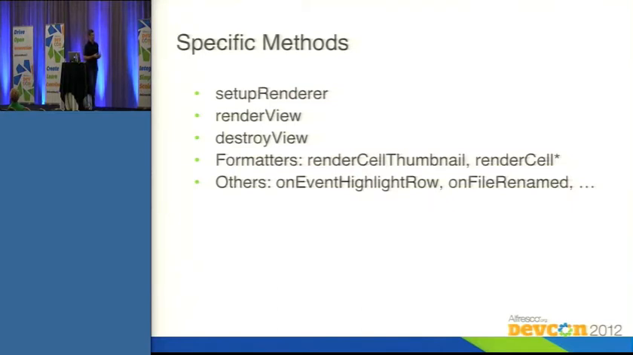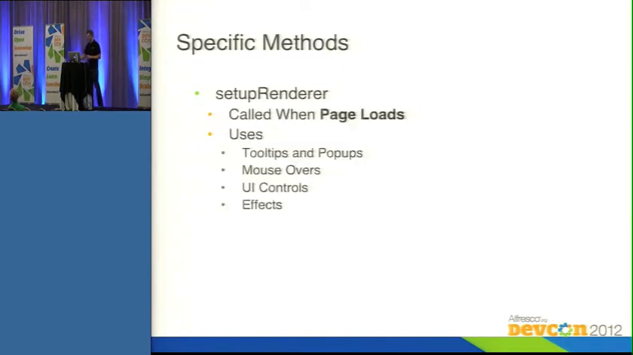So let's take a look at some of the key methods in these view renderers. Setup render is essentially called when this page loads, and you can use that to set up tooltips, set up pop-ups, set up mouse overs, user interface controls like the thumbnail size slider that we see in the gallery view, and you can use it to set up other animations and effects that you might want in your views.